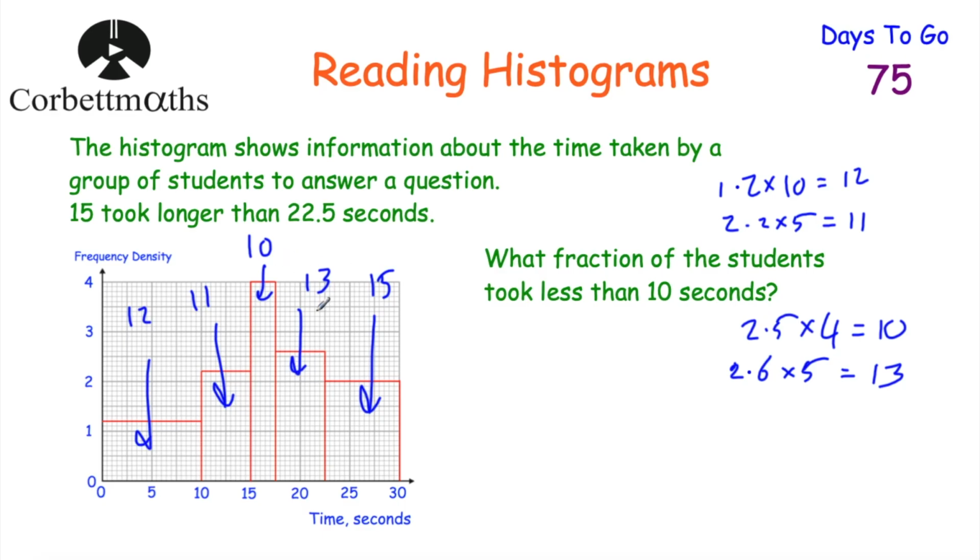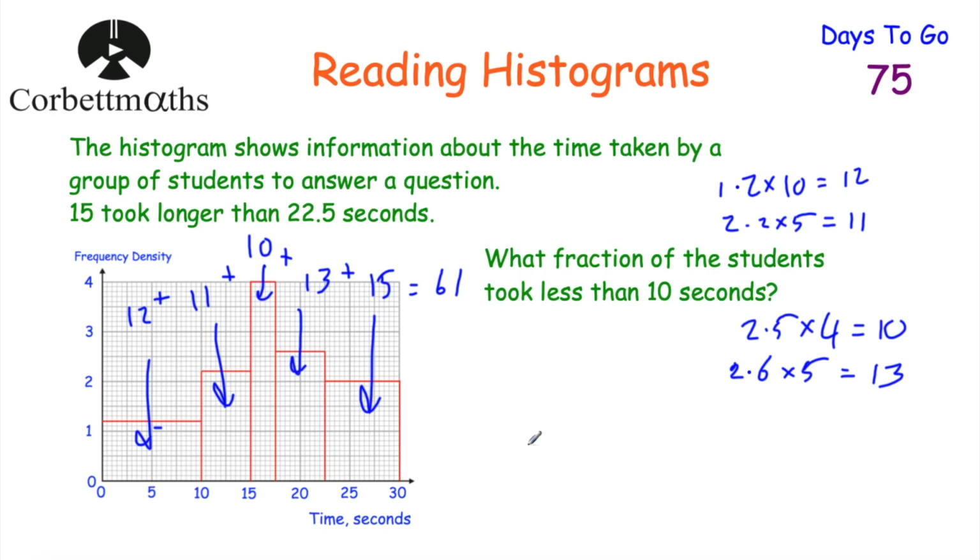And if we add these up, that would tell us the total frequency. So 12 plus 11 plus 10 plus 13 plus 15 is equal to 61. So there are 61 students altogether, and we're asked what fraction. Let's write that down. So when we add those all up, that's equal to 61. And we're asked what fraction of the students took less than 10 seconds. So these 12 students took less than 10 seconds, because this bar is between 0 and 10 seconds.